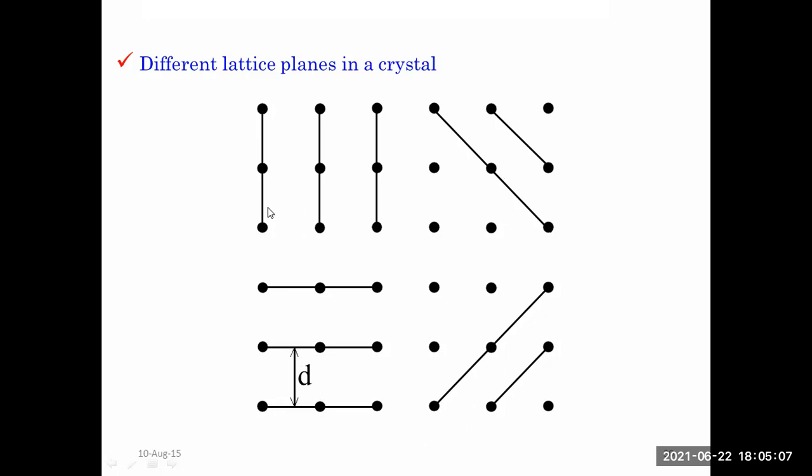The distance between any two consecutive planes is called the interplanar spacing, that is represented with d. Now this d is the same as this d and this d in a particular crystal system.